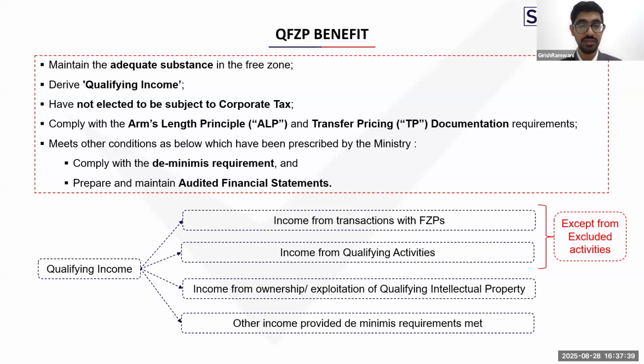To discuss briefly, one is that you need to ensure that there is adequate substance in the free zone. That means you have not just floated a company for the purpose of availing the 0% benefit. You are actually undertaking the transactions from there. You have got adequate substance over there. There are adequate employees, adequate assets, adequate expenses that are being incurred in the free zone. There is no specific number that the law has provided, that if you have this many employees, then it is adequate substance. It depends on a case to case basis. The companies should be able to substantiate that whatever number of employees, assets, or expenses they are incurring in the free zone is adequate for earning the income that they have earned.